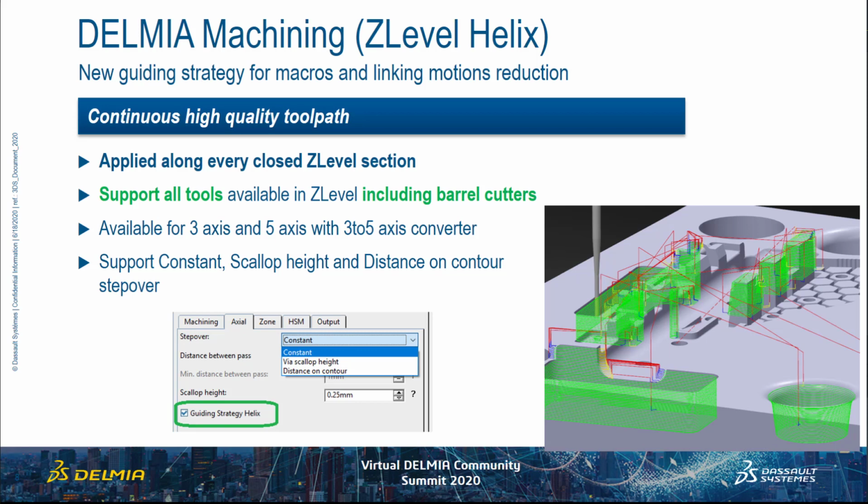Now the Z-level machining includes a helix strategy, a guiding strategy that's included here, as you can see, and this would allow for machining of cavities like you see here, without having extra macros to retract and approach and so on. It'll be a continuous toolpath.